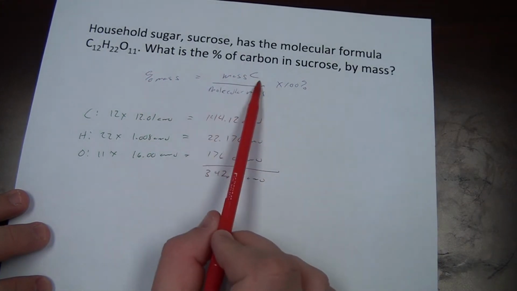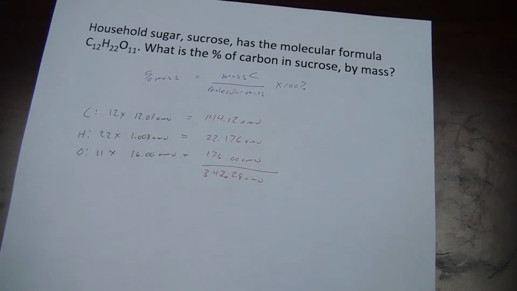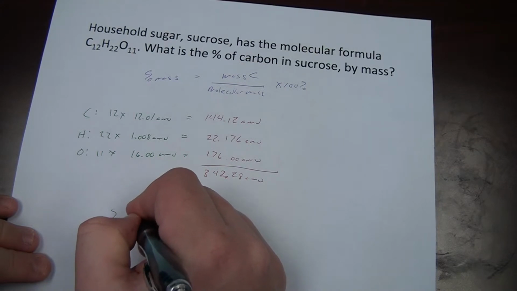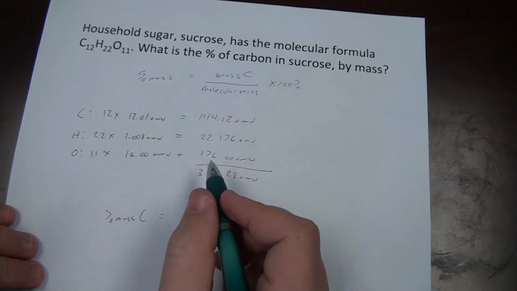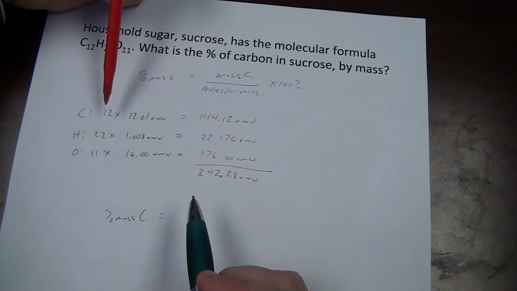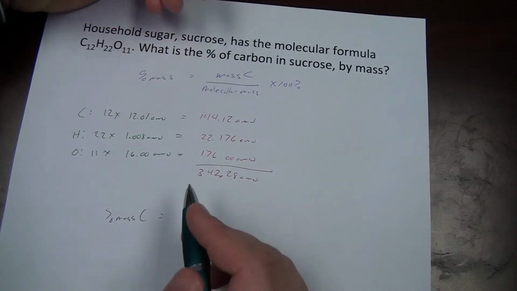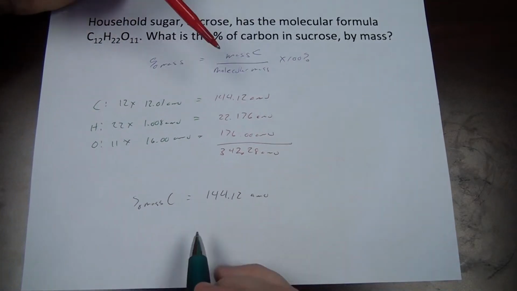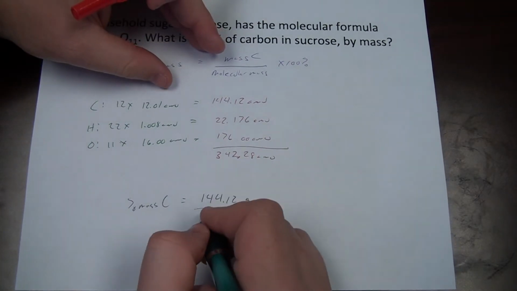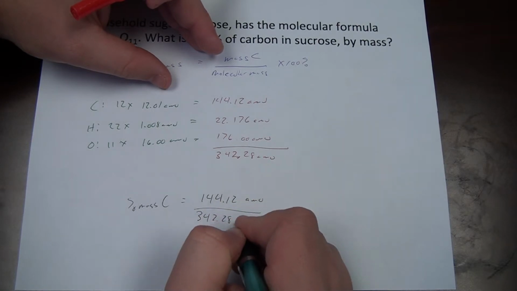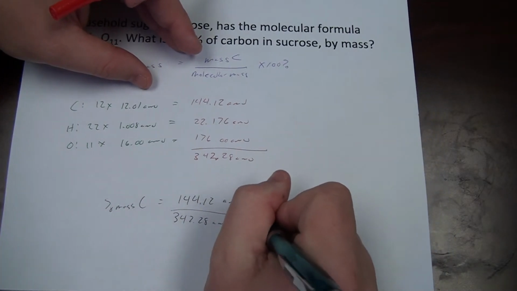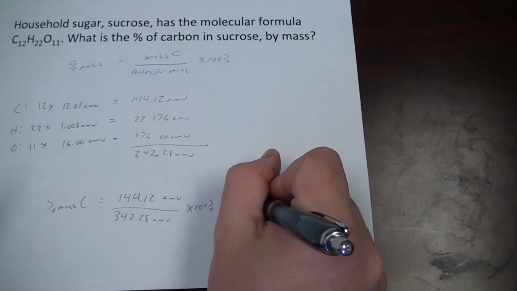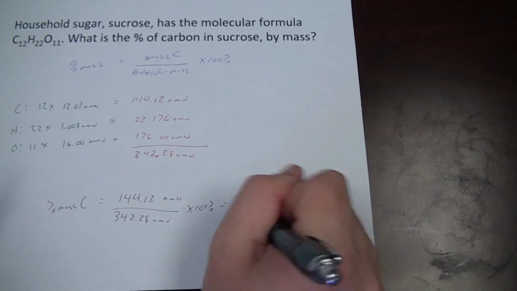So we have to take the mass of carbon divided by that molecular mass. The percent by mass of carbon is equal to the mass of carbon total. Well, there's 12 carbons times 12.01, which is 144.12 AMUs, divided by the molecular mass, 342.28 AMUs. To make it a percent, we multiply it by 100. Do that, and we end up with 42.1%.